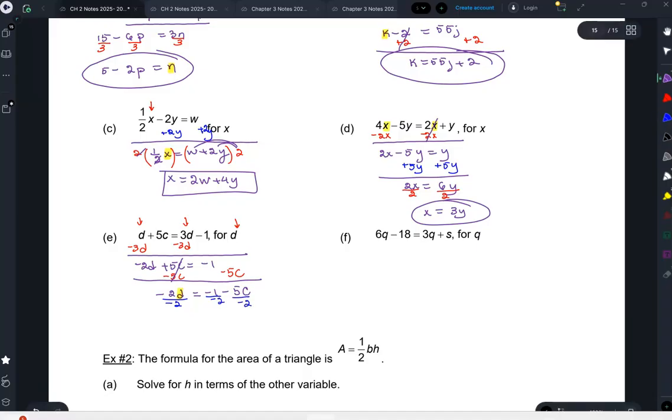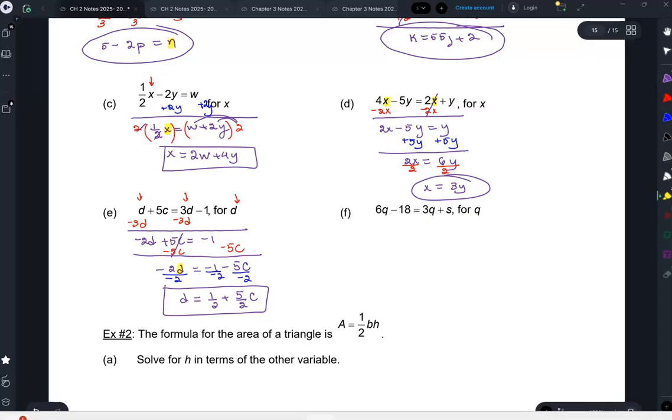So what's d then? Positive or negative a half? Positive 1/2. Positive 5 over 2c. Cool? Yeah. Why divide by 2? Because it was negative 2 times d, and I want to do the opposite of multiplication, which is division. All right? Okay, let's do the next one.